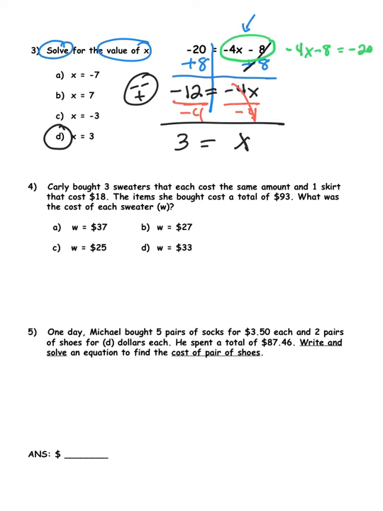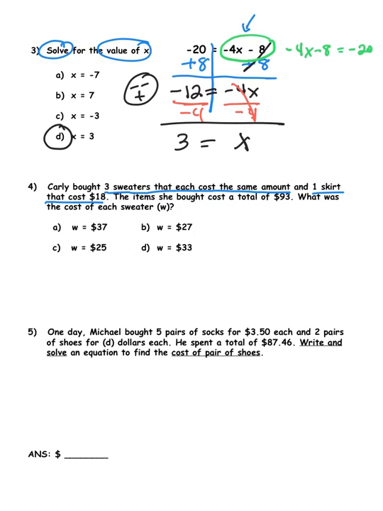Let's go on now to question number 4. If I look at question number 4, it says Carly bought 3 sweaters that each cost the same amount, and she bought 1 skirt that costs $18. So there's 3 sweaters, but we don't know the cost, and there's 1 skirt that we do know the cost, which is $18.